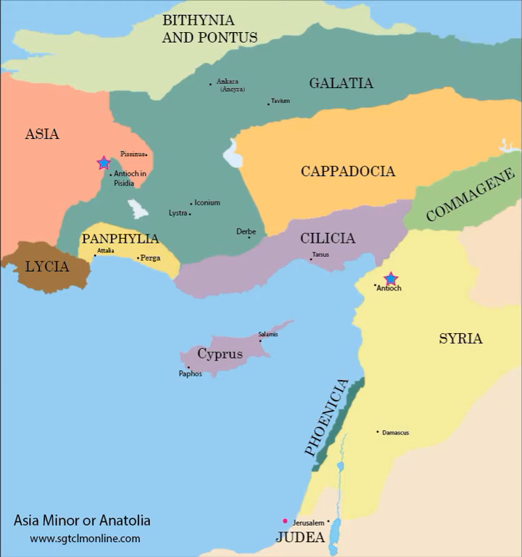So let's take a look here at Paul's journeys. Let me get our marker ready for us here. So first we see that Paul and Barnabas are sent off from Antioch. And he and Barnabas make their way to Cyprus. They go through the island of Cyprus, make their way to Paphos. They go to the various synagogues on the island, and a work is done there.